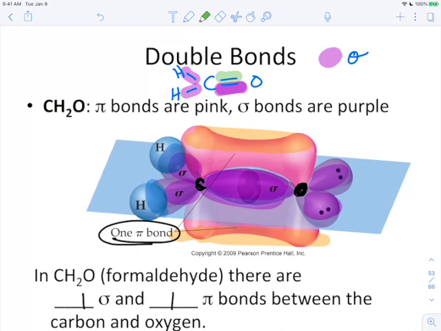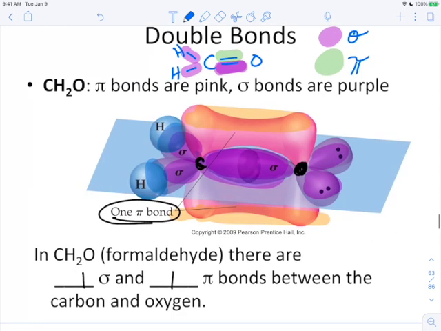Now I'm going to use the green to highlight the other bond, and I'm going to call the green my pi. Sorry, it wasn't a great pi. There we go. Anyways, anytime you have a single bond, it is always one sigma. Anytime you have a double bond, one sigma, one pi. So any questions on anything here so far?